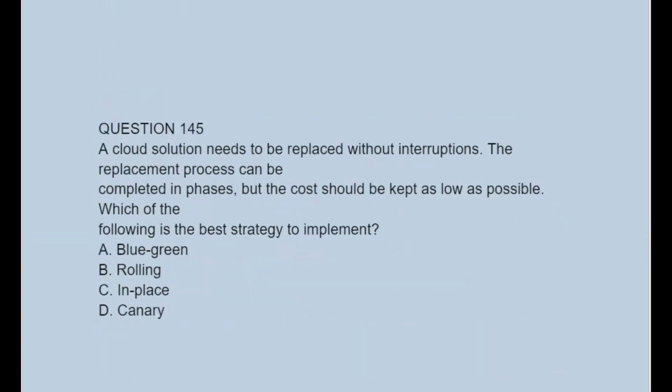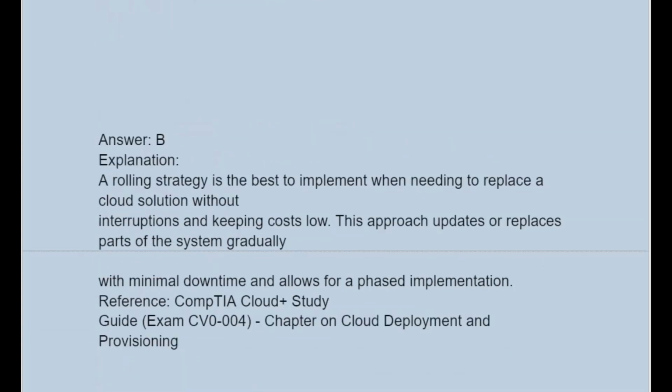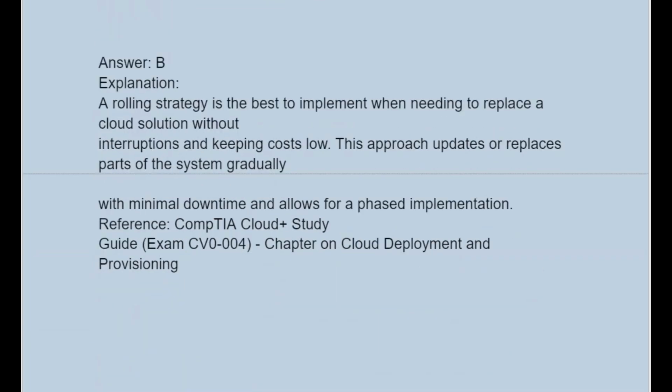Question is, a cloud solution needs to be replaced without interruptions. The replacement process can be completed in phases, but the cost should be kept as low as possible. Which of the following is the best strategy to implement? Option A. Blue-green. Option B. Rolling. Option C. In place. Option D. Canary. Correct answer is option B.